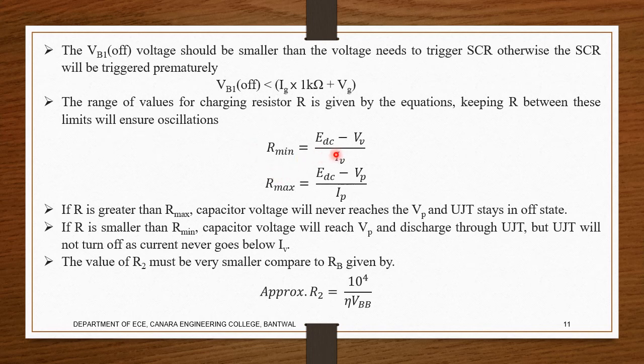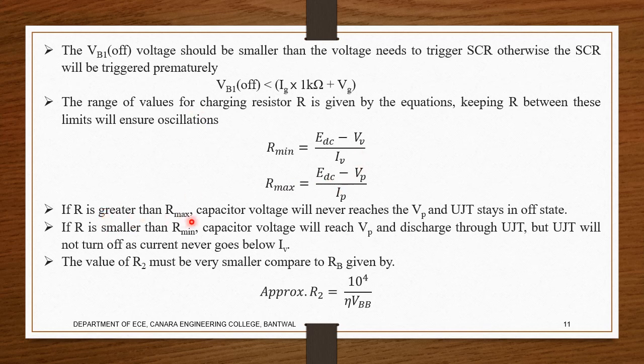R minimum is equal to VDC minus VV, divided by IV. Up till VV it has to be functional, right? The maximum resistance is EDC minus VP, divided by IP. So this is at the peak and this is at the bottom.